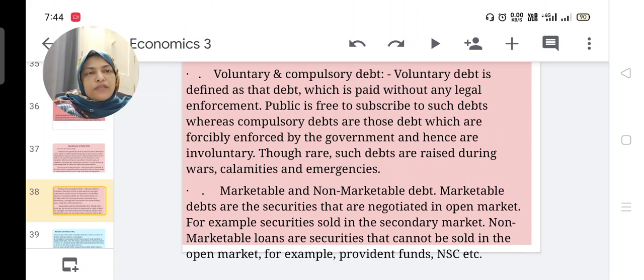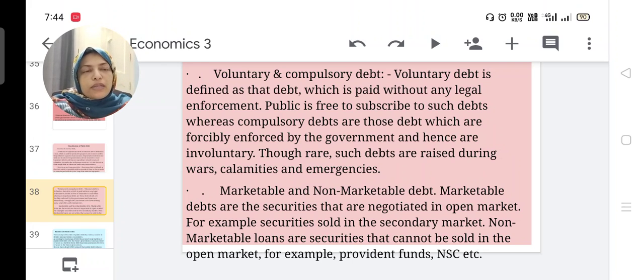Voluntary debt is defined as debt which is paid without any legal enforcement. The public is free to subscribe to such debt, whereas compulsory debts are those which are forcibly enforced by the government and hence are involuntary. Though rare, such debts are raised during war, calamity and emergencies.